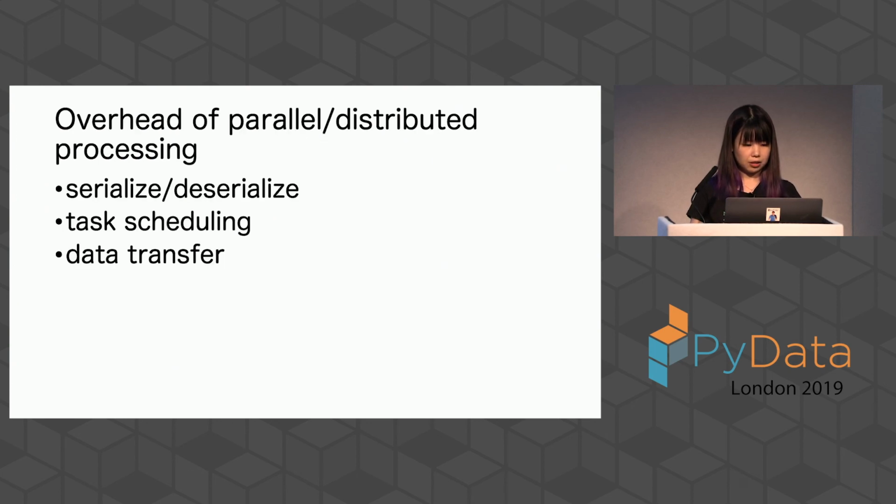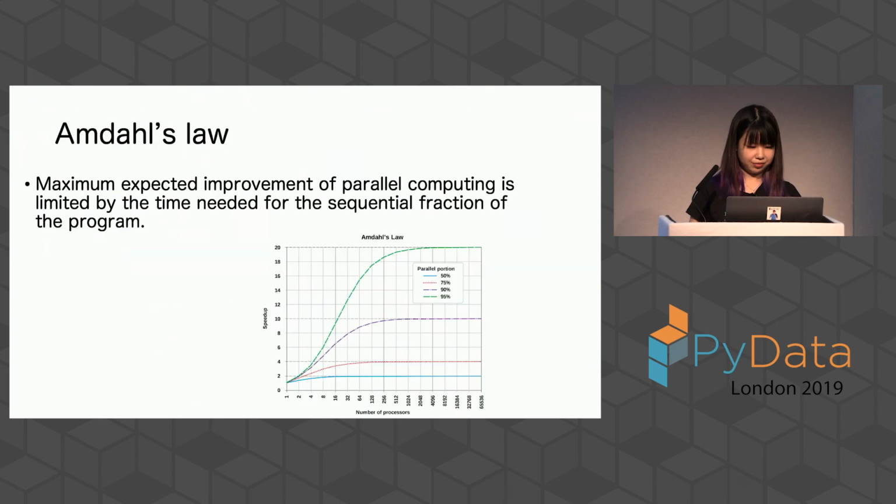Overhead of parallel distributed processing. I introduced distributed processing, but distributed processing is not a silver bullet. We have overhead, so if we use small data, distributed processing is not recommended.